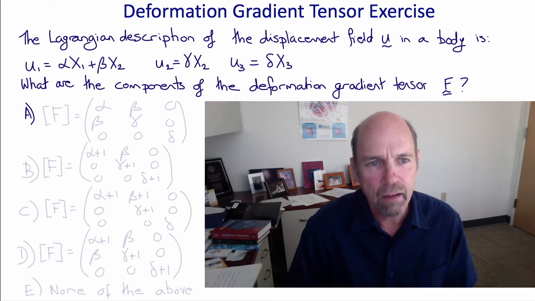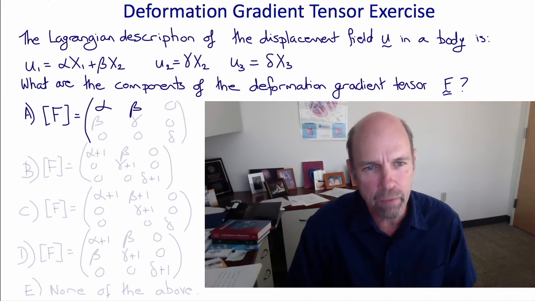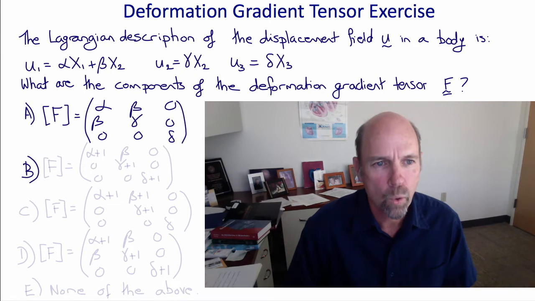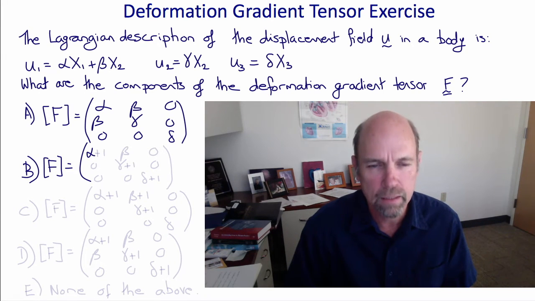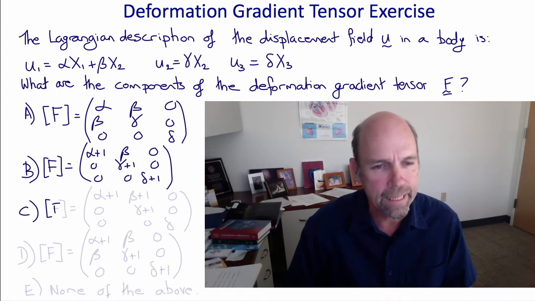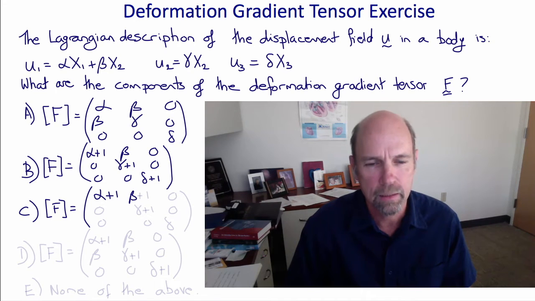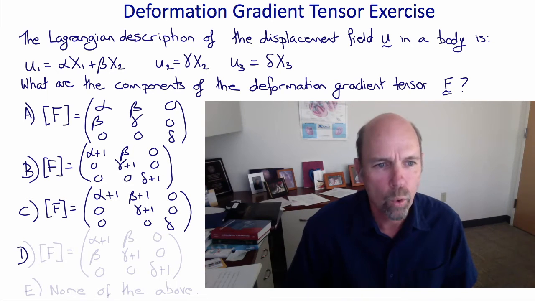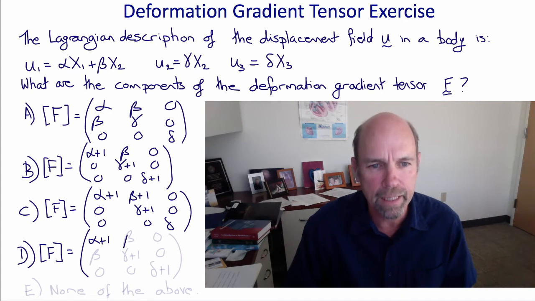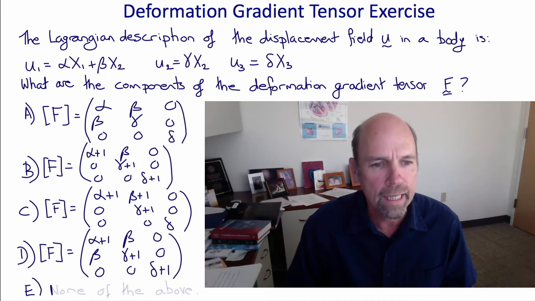Are they A? F has components alpha, beta, 0, beta, gamma, 0, 0, 0, delta. Or B, F has components alpha plus 1, beta, 0, 0, gamma plus 1, 0, 0, 0, delta plus 1. Or C, F has components alpha plus 1, beta plus 1, 0, 0, gamma plus 1, 0, 0, 0, delta. Or D, F has components alpha plus 1, beta, 0, beta, gamma plus 1, 0, 0, 0, and delta plus 1. Or E, none of the above.